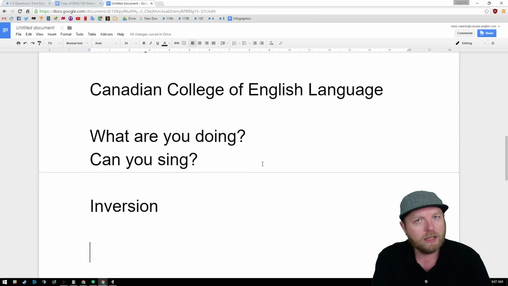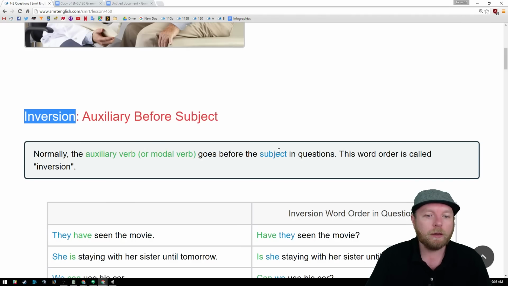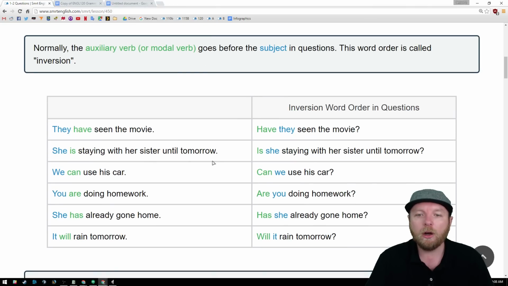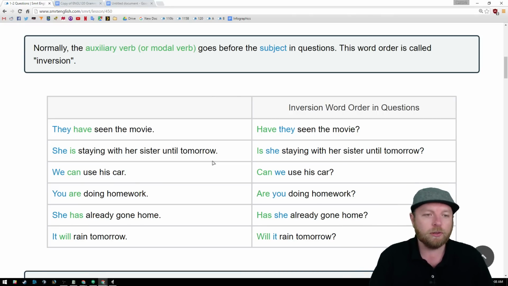If I use this word, will you remember the meaning? Let's look at some more examples, okay? Here we go on the Smrt lesson. Yes, Guadria, yes. Just put the helping verb before the subject.